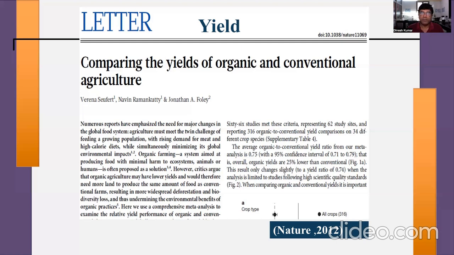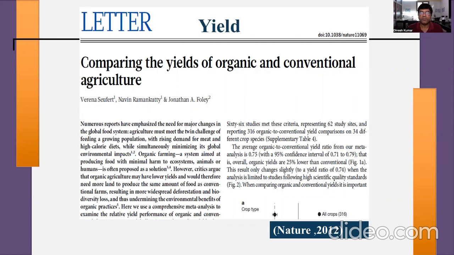And generally this gap, this lower yield, is 15 to 35%. A 15% yield decrease is in the case of rain-fed farming, or farming where you use less fertilizer and less pesticide. However, under intensive farming conditions, where you use more fertilizer and more pesticides, the yield decline, or difference in yield, is more.